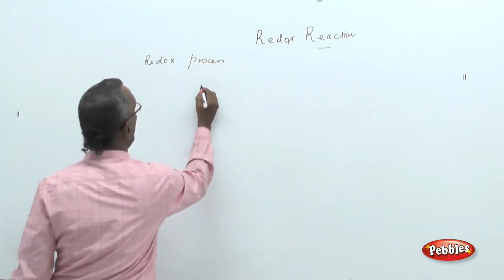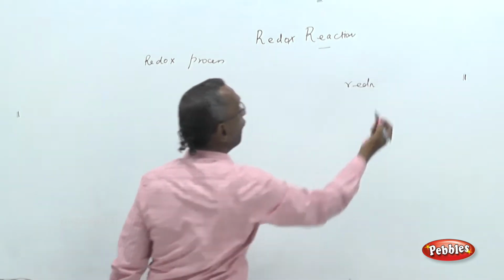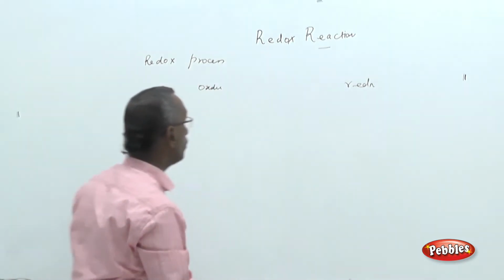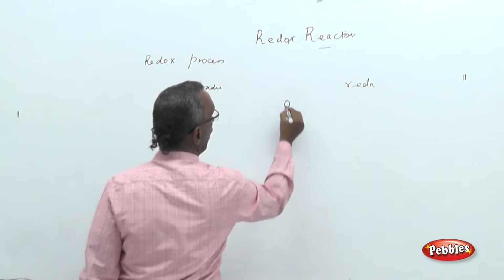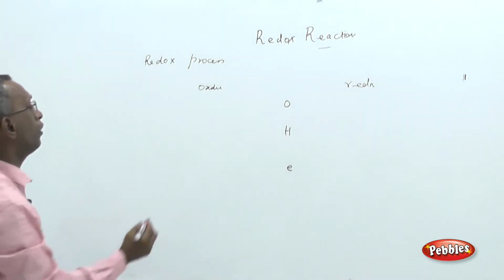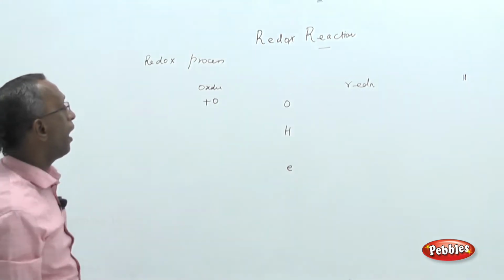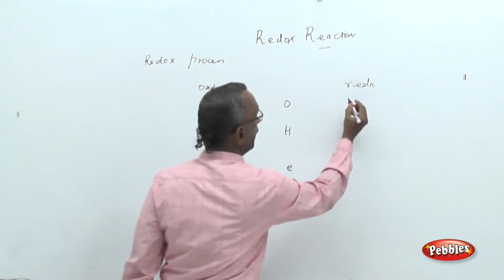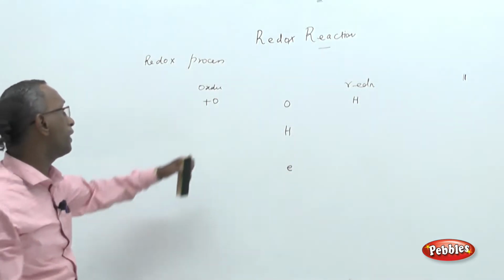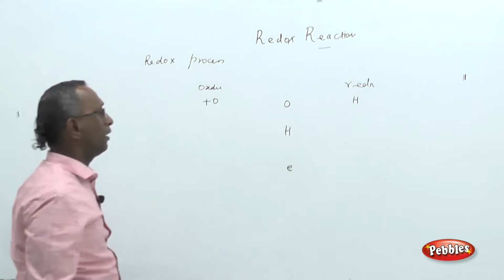Once again, oxidation can be defined in three different ways. The converse definitions give rise to the definitions of reduction. So both are defined in terms of oxygen, in terms of hydrogen, and in terms of electron. Addition of oxygen to a species is called oxidation. Addition of hydrogen to a species is called reduction.